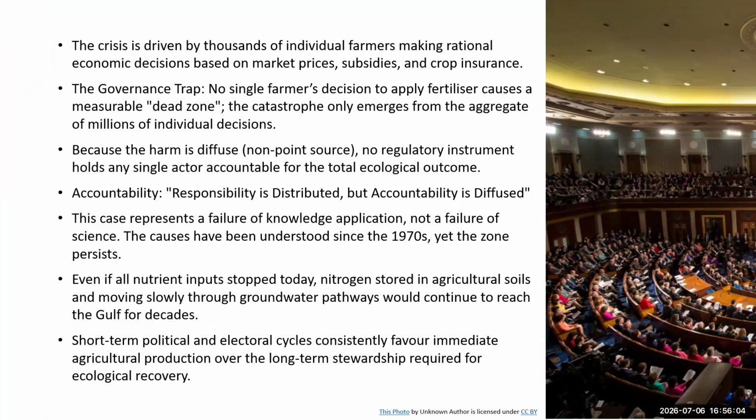What's especially challenging is that no single farmer creates this problem. Instead, it results from the combined effects of millions of individual decisions, making responsibility very difficult to assign. Scientists have understood this process for decades, but long term political and economic priorities have made meaningful solutions difficult to implement.